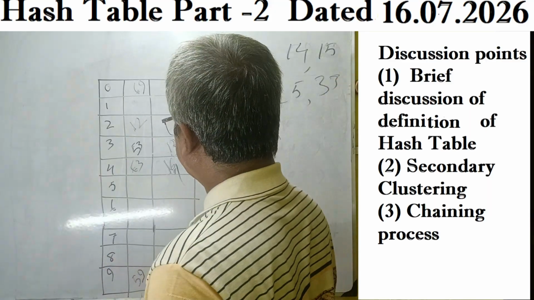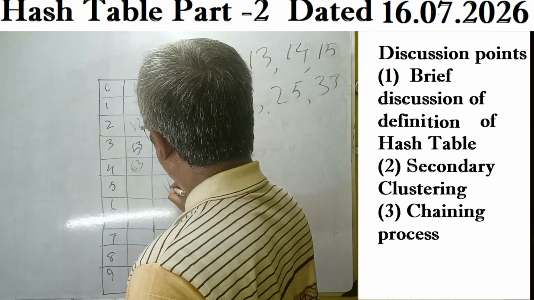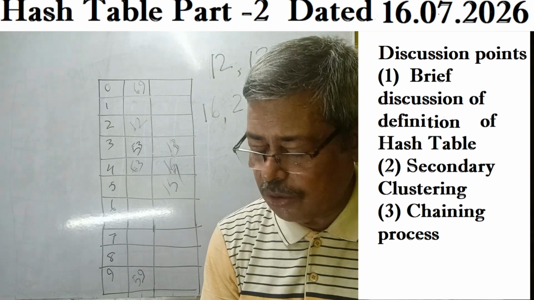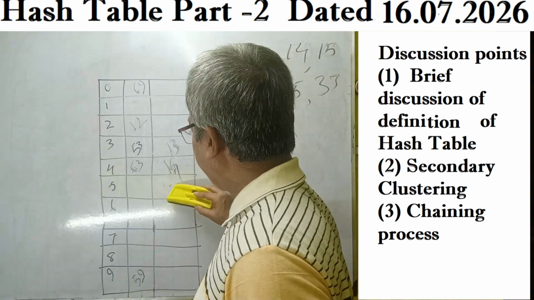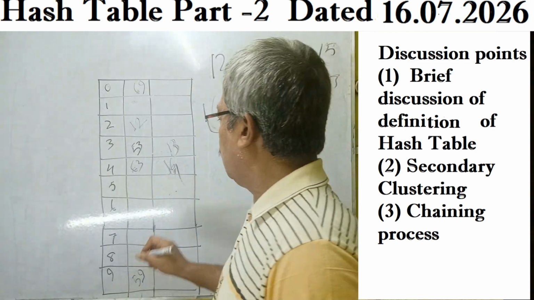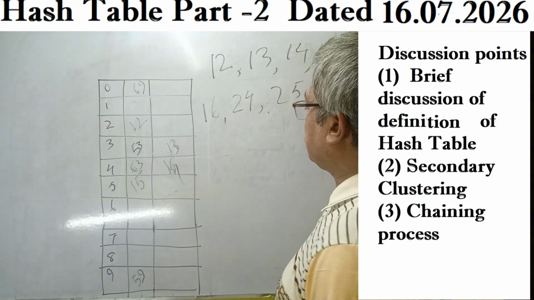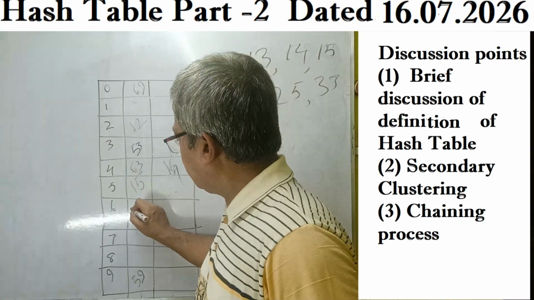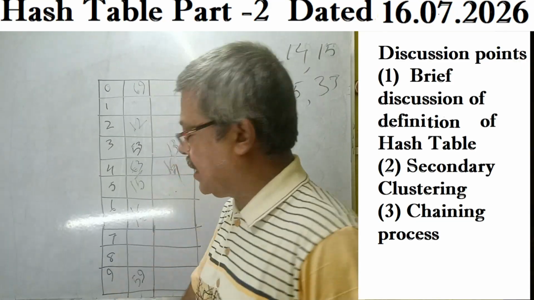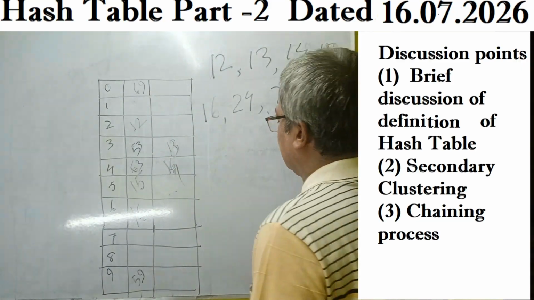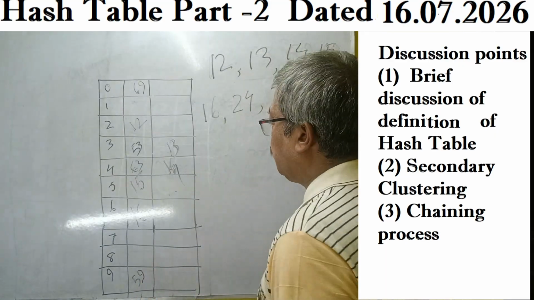Next data is 15. The room is vacant, so 15 will take the position at this room. And next data is 16. 16 is possible because that room is vacant. 16 is done. And then 24.